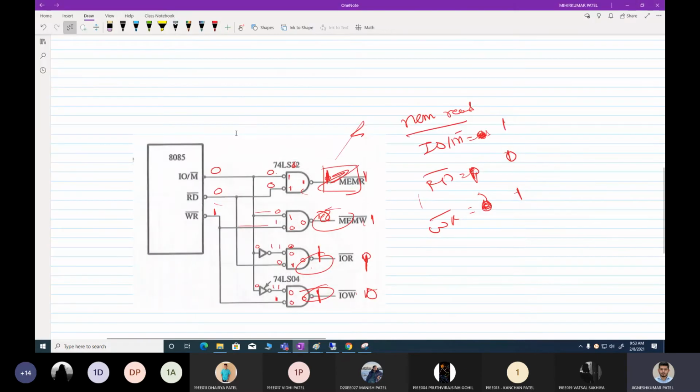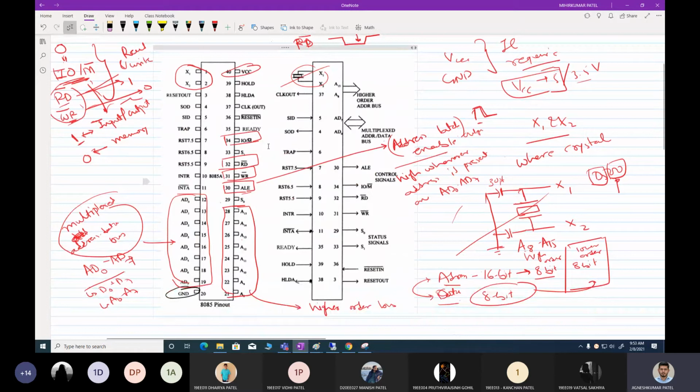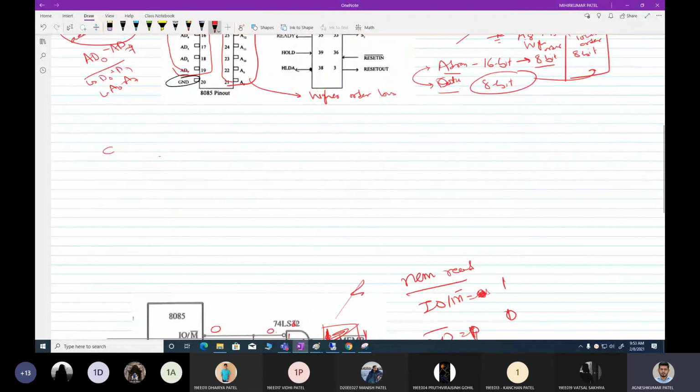So these are the pins of your control system: IO/M bar, RD bar, WR bar. Now the other pins. If you see, there are very few pins left that we don't know. From those pins, this pin is CLK out. What does that mean? CLK out is basically a pin which will give a frequency at the output. Now we have connected a dedicated crystal on X1 and X2 to generate a frequency. That is generating a frequency like this.